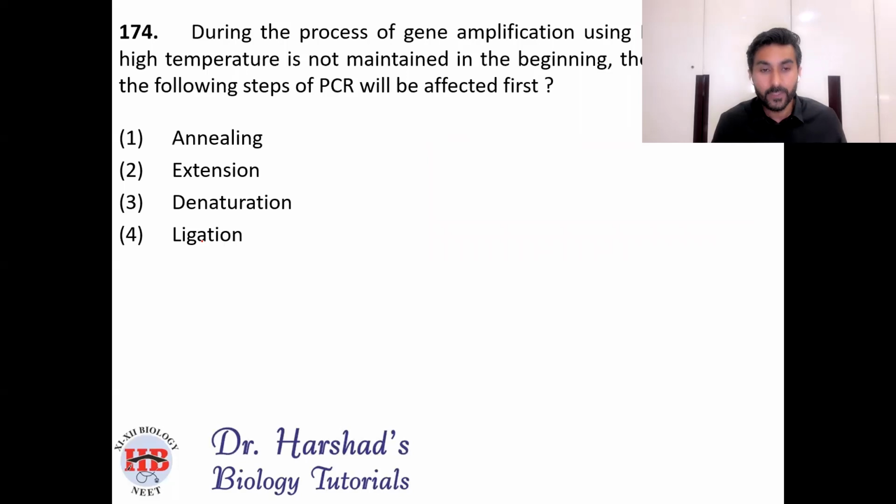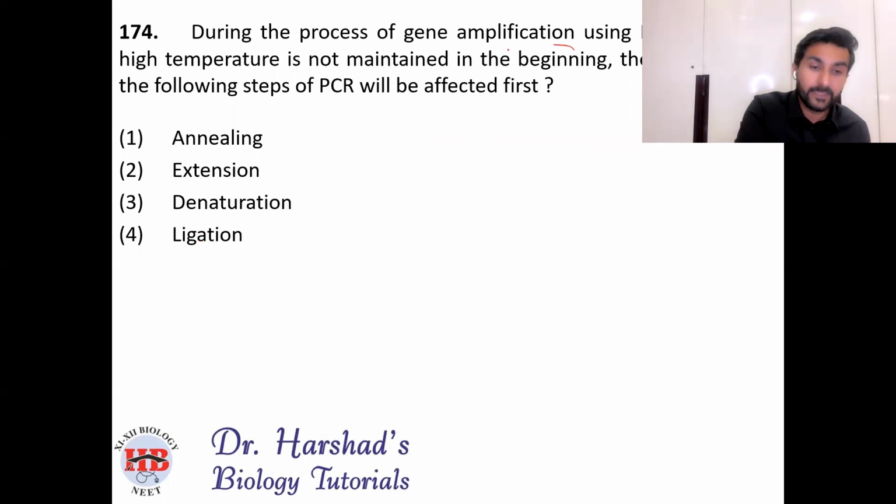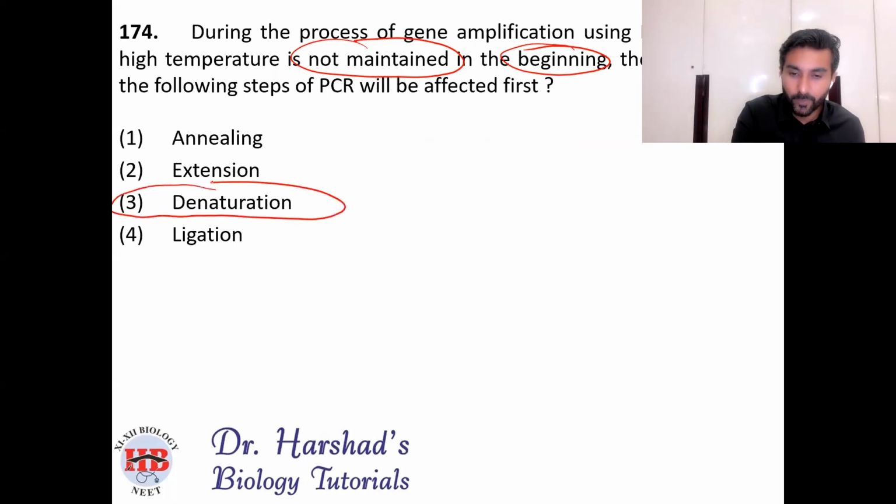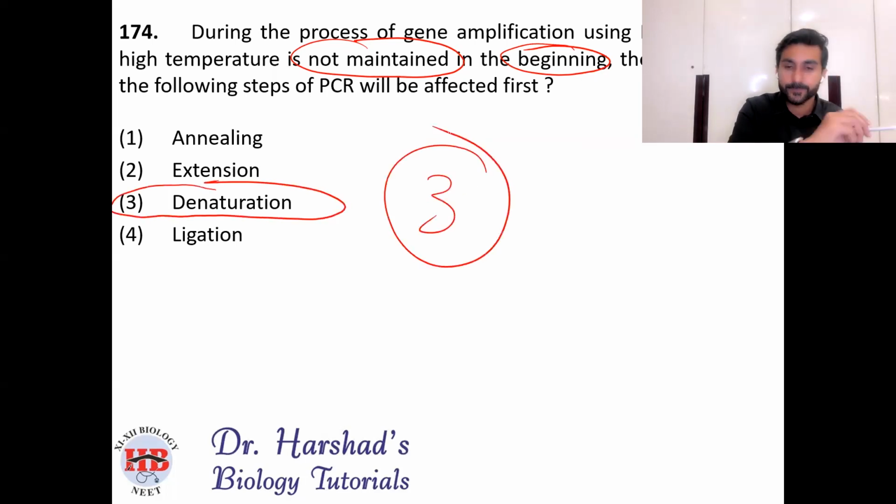The next question. During the process of gene amplification using PCR, if very high temperature is not maintained in the beginning, so they have said if you don't maintain high temperature in the beginning, the first step is the denaturation step, which requires a temperature of around 91 degrees Celsius. They are saying if you don't do that, what will happen? What will happen is denaturation will be affected. So our answer would be option number 3. Because denaturation is the beginning step requiring high temperature of 91 degrees Celsius.